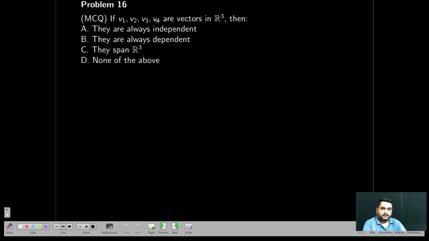If V1, V2, V3, V4 are vectors in R cube, then are they always independent, always dependent, do they span R cube, or none of the above? They cannot be independent because it's R cube and there are 4 vectors, so they have to be dependent. Do they span R cube? No, so none of the above is not true. Span means it has to produce the complete subspace of your vector. But there is V4 here, and it is R cube here, so it cannot span it.